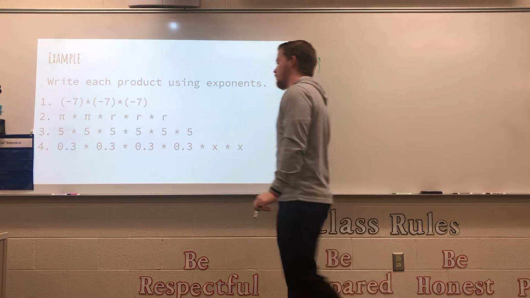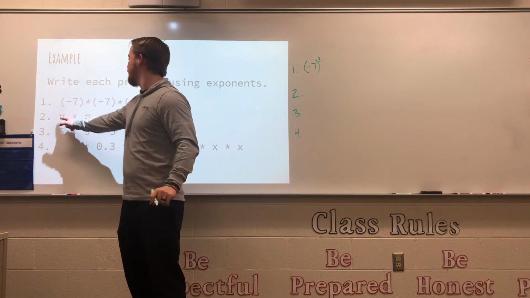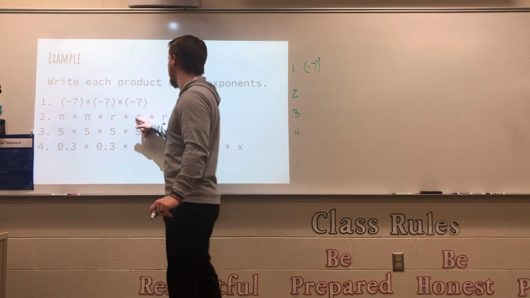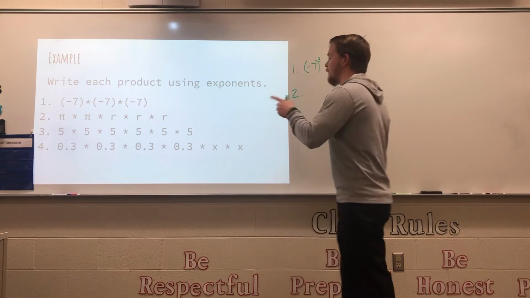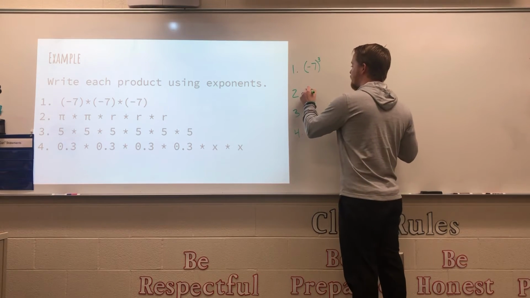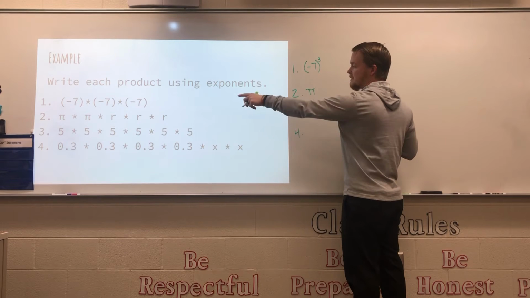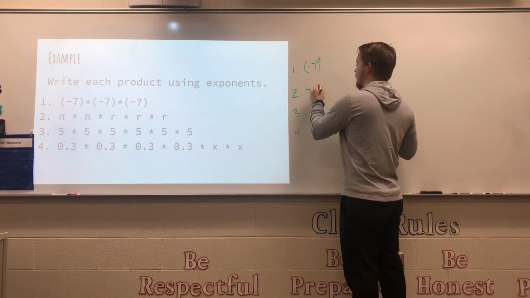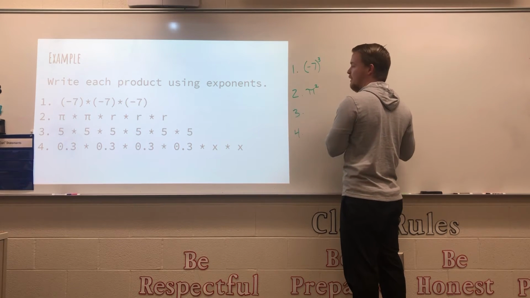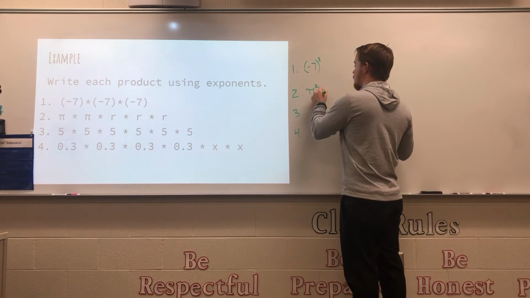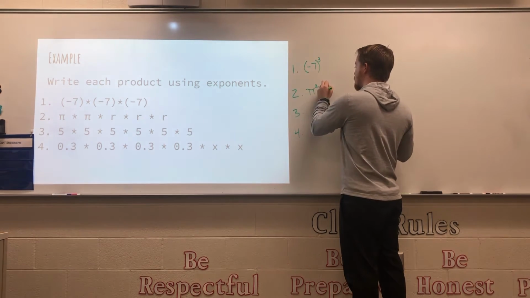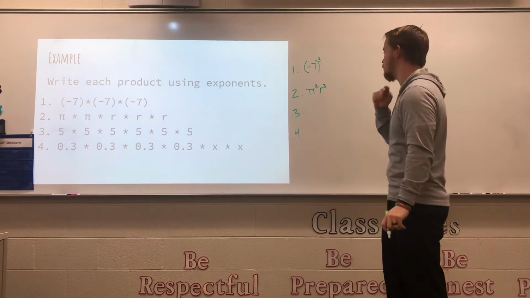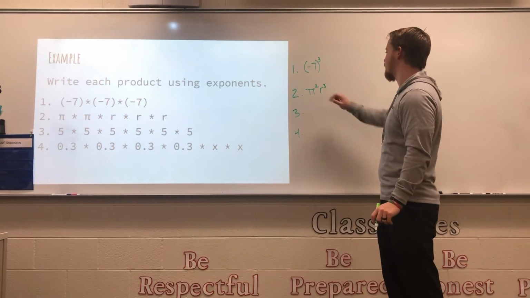This next one, we have pi times r times r times r. So this one we're actually going to have 2 bases. So the first base we have is pi. And since pi was multiplied twice, that would be pi to the 2nd power. And then our next base is r. And it was r times r times r, so that's 3 r's. So that is r to the 3rd power. So our final answer would be pi to the 2nd, r to the 3rd.